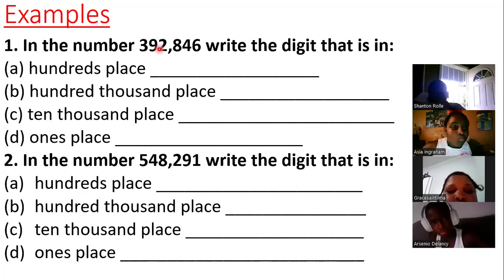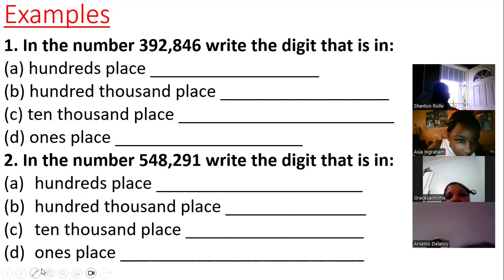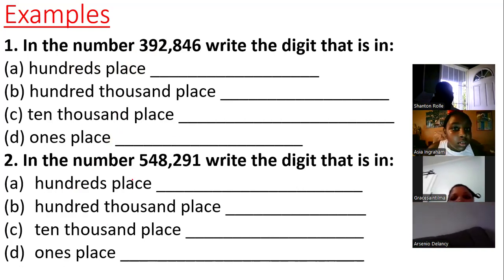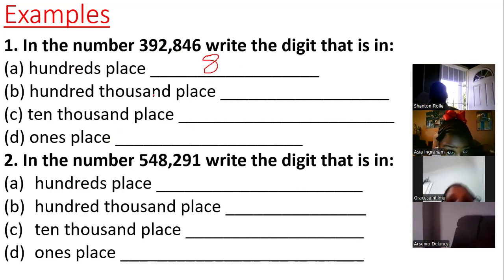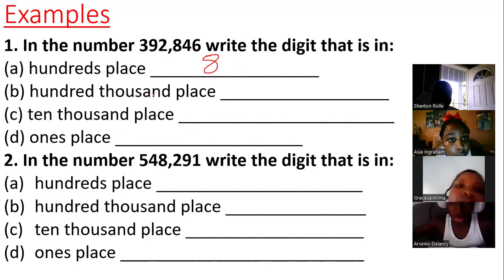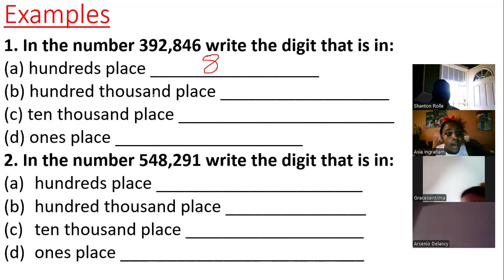With this number, which number is in the hundreds place? 8. Do you agree with her? Yes, 8 is correct. For B, what number is in the hundred thousands place? 9. Very good.